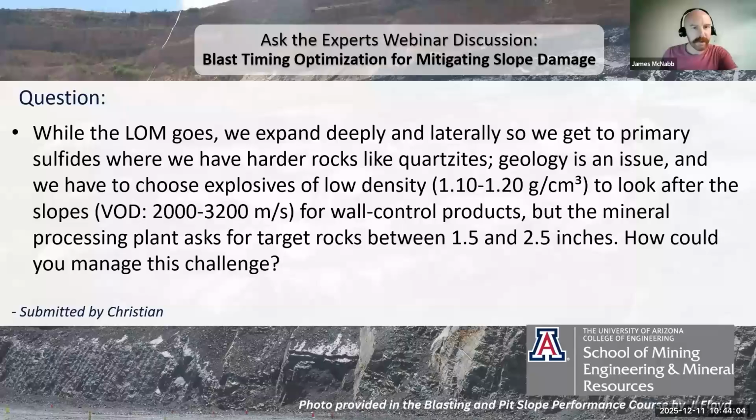A lot of specifics in here, but I think we can definitely generalize this one as well. So as the life of mine goes, we expand deeply and laterally, so we get to primary sulfides, where we have harder rocks like quartzites. Geology is an issue, and we have to choose explosives of low density, such as 1.1 to 1.2 grams per cubic centimeter, to look after the slopes. Velocity of detonation 2,000 to 3,200 meters per second for wall control products. But the mineral processing plant asks for target rocks between 1.5 to 2.5 inches. How could you manage this challenge? So obviously a lot of specifics there, but I think there's a generalized question there as well.